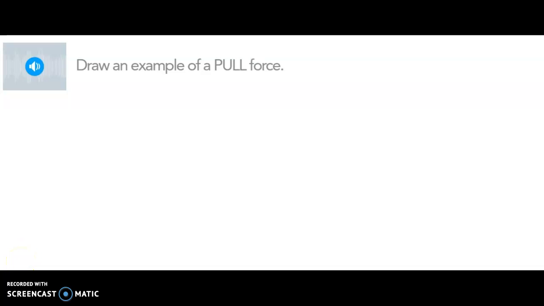The next one asks you to draw a picture of a pull force. That would be opening a door, pulling a chair out of your desk, bringing your fork or spoon up to your mouth. Anything where the object is moving closer to you is a pull force.